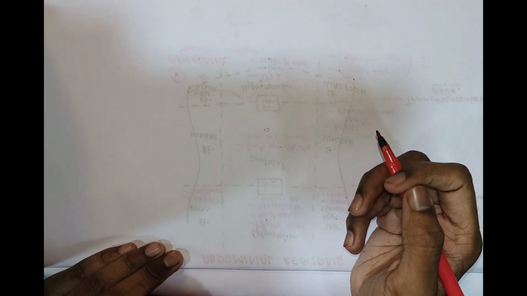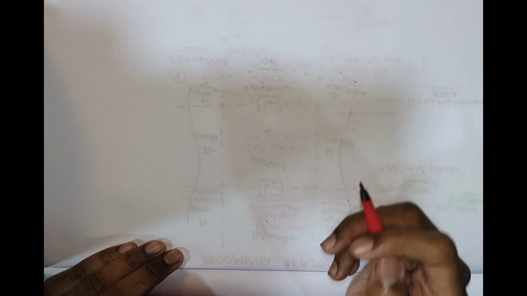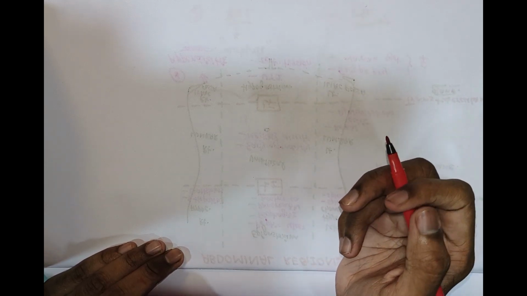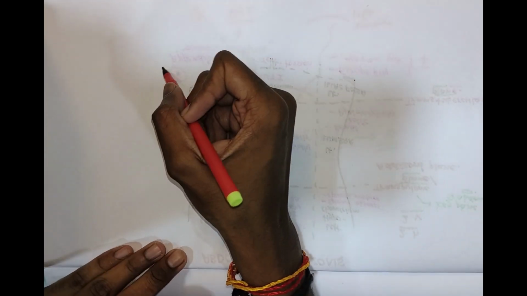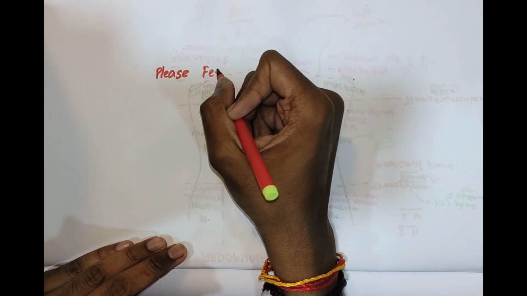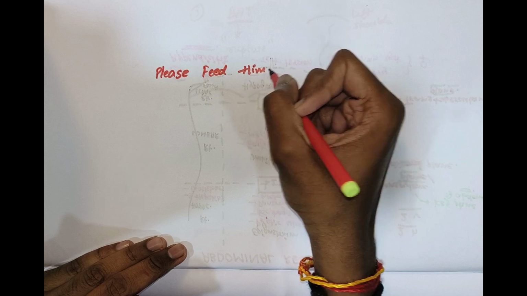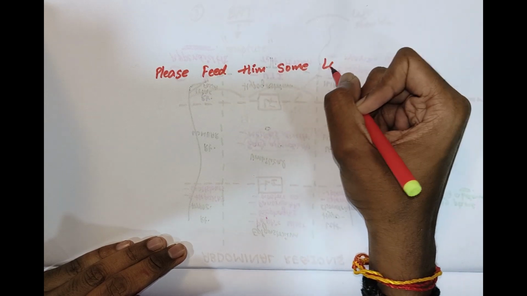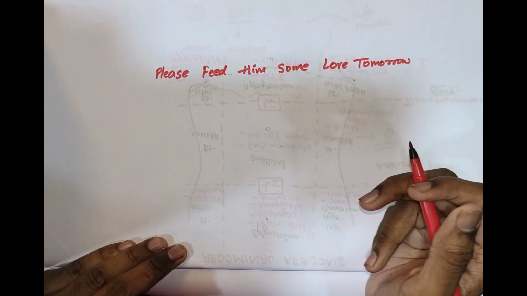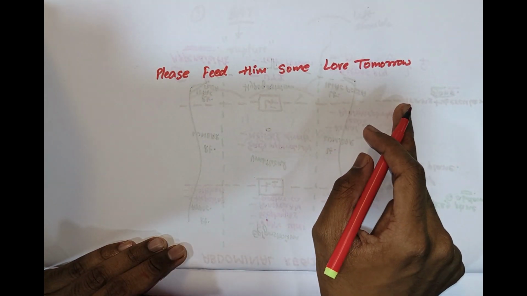In the last part of the video, let us discuss the structures which are transected by the transpyloric plane. For that, you need to remember a mnemonic, which is: please feed him some love tomorrow. Please feed him some love tomorrow.